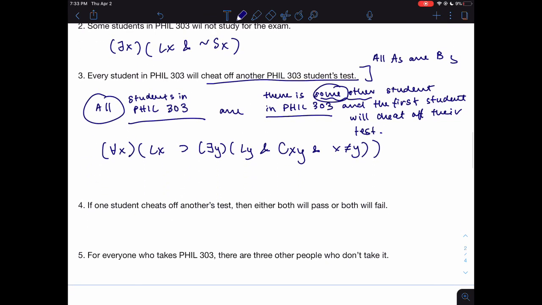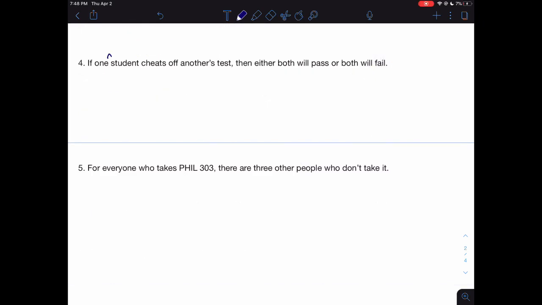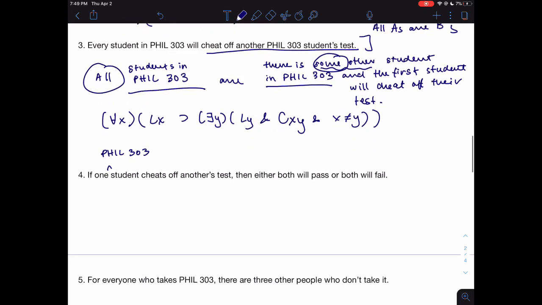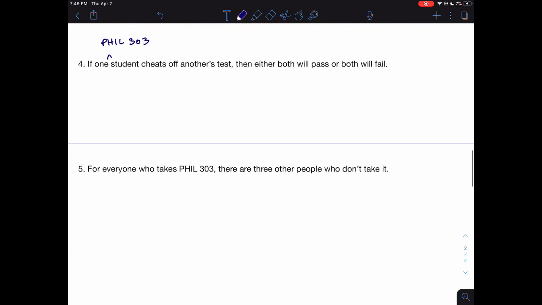Let's give sentence 4 a shot. If, let's say, one Phil 303 student cheats off another's test, then either both will pass or both will fail. I'm not going to use the same Aristotelian method as I did up there, but I urge you to do so if you find it helpful.